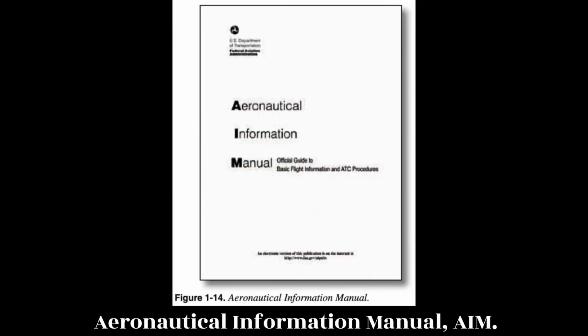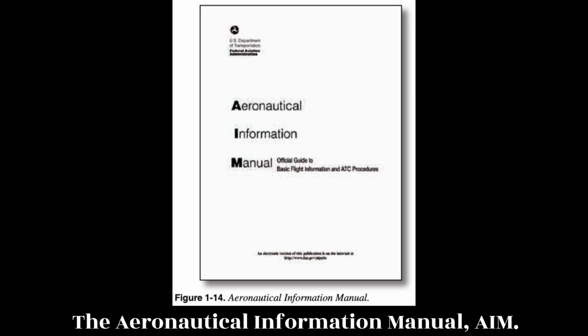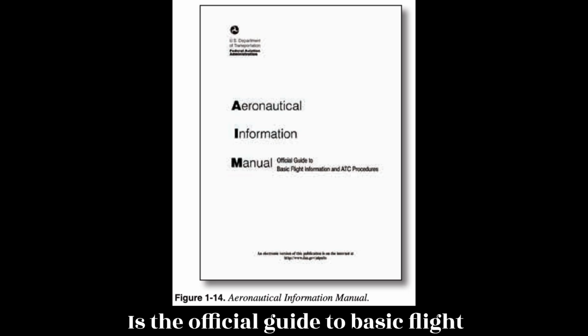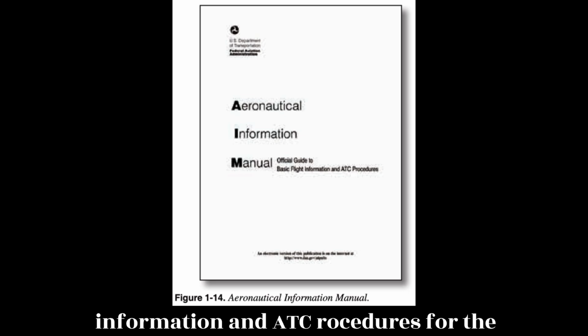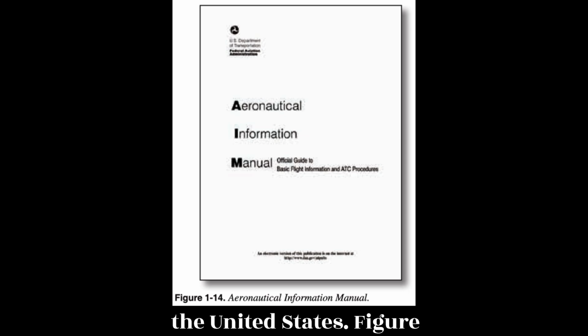Aeronautical Information Manual, AIM. The Aeronautical Information Manual, AIM, is the official guide to basic flight information and ATC procedures for the aviation community flying in the NAS of the United States. Figure 1.14.